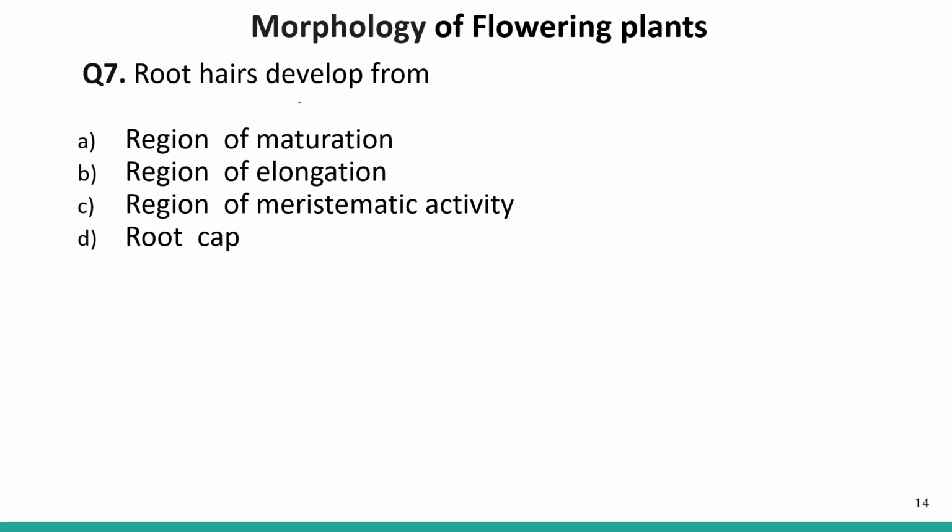Next question. Root hair develops from which region? Just now we have discussed in which region the root hairs develop. So: region of maturation, region of elongation, region of meristematic activity, or the root cap. The region of maturation develops the root hairs. Okay, this is the correct answer, as we discussed in the previous question.